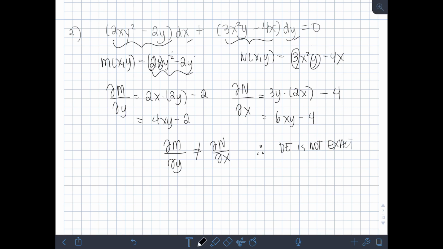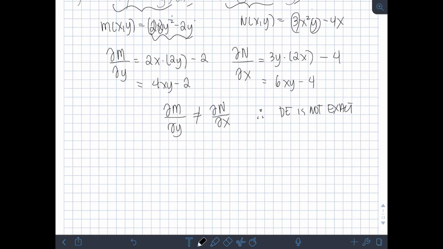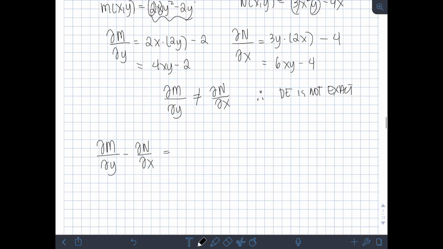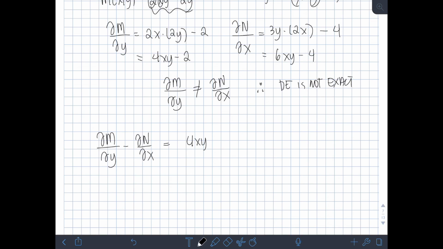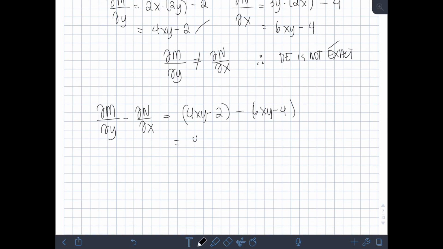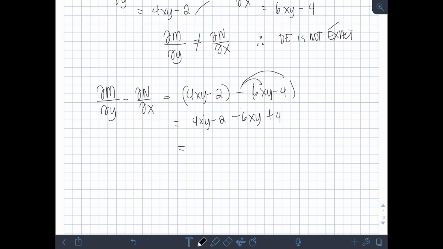So, pwede natin gawing eksakto by determining the integrating factor. So, gagamitin natin yung formula. So, subtract muna natin yung partial derivative of M with respect to y minus partial derivative of N with respect to x. So, we have 4xy minus 2 minus 6xy minus 4. So, ito yung dalawang yun, di ba? Then, we have 4xy minus 2. Distribute yung negative sign, minus 6xy plus 4. So, we have 4xy minus 6xy is negative 2xy. Negative 2 plus 4 is positive 2.